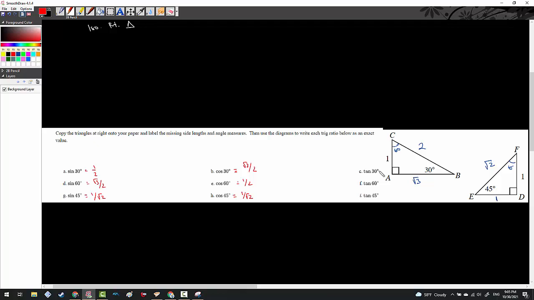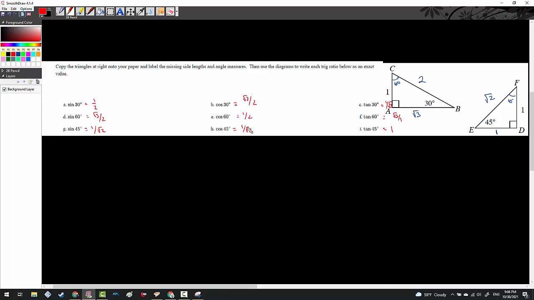Tangent of 30 is going to be, looks like opposite over adjacent, so 1 over rad 3. I'm running out of space there, I apologize. 1 over rad 3 right there. Tangent of 60 is going to be opposite over adjacent, so rad 3 over 1. And then tangent of 45 is going to be opposite over adjacent here, which is 1 over 1. But we knew that from a couple lessons ago.